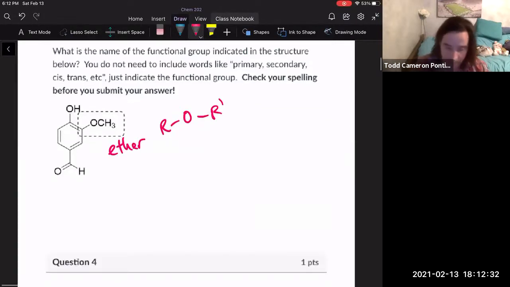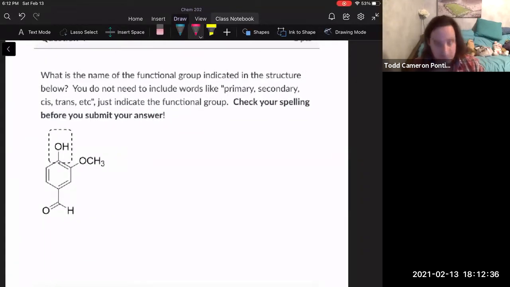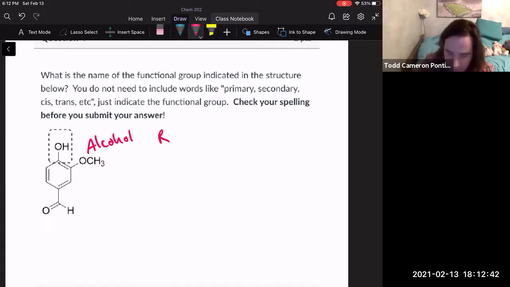Okay, up next. What is the name of this functional group? Now, this is an alcohol. So alcohols are what we get when we have a hydrocarbon chain, and then we have an OH coming off of it. And just for posterity's sake, let's look at this functional group down here as well.